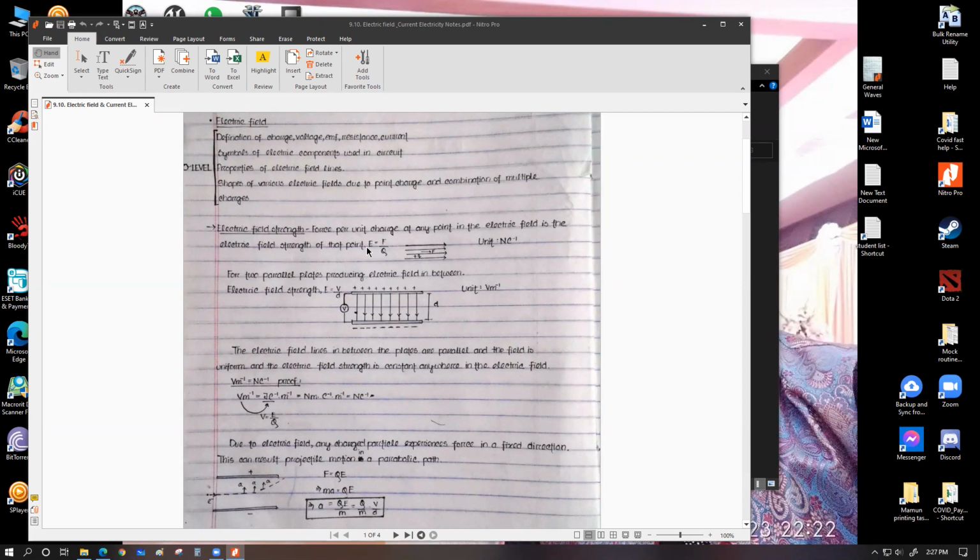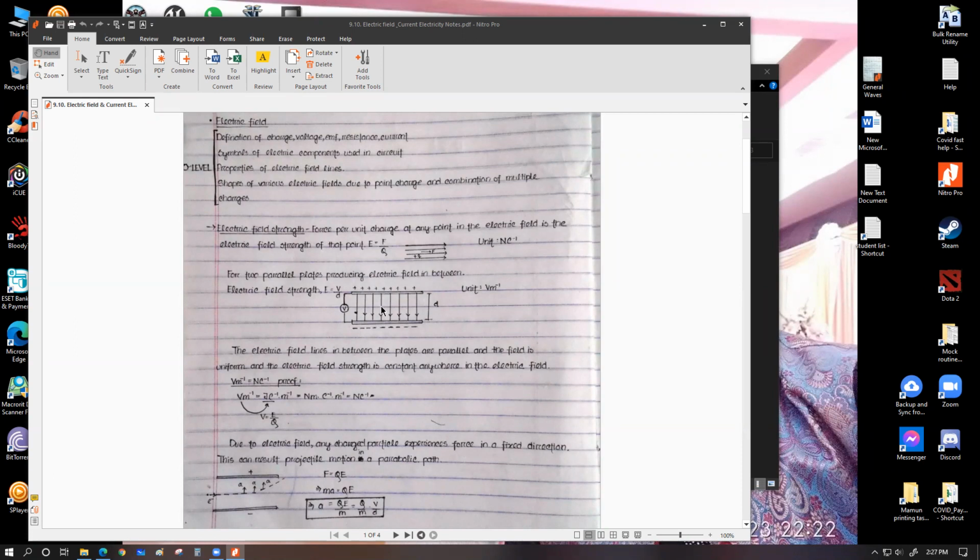Electric field strength is defined as force per unit charge, equal to F by Q. So there are three variables involved. If you know the value of any two, you can find the third one, which goes without saying. This is the electric field strength for any type of field: uniform field, non-uniform field, curved field, straight field, parallel field, doesn't matter. This is the basic definition of electric field strength. The unit is Newton per Coulomb.